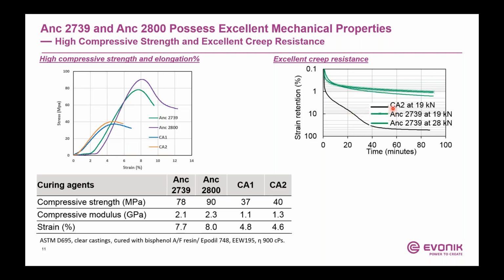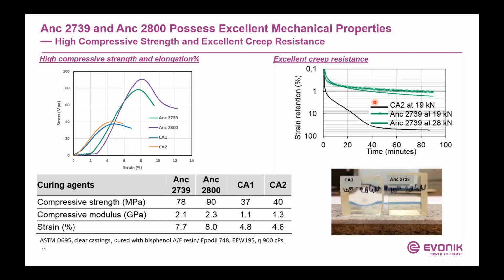If you look at the CA2 material, the material does deform over time upon load of 19 kilonewtons. Whilst with 2739, you see a very slight deformation, even at 19 kilonewtons, and even at higher force, you do see a much slower, less deformation versus standard curing agent. And the picture below shows that the CA2 material after the test shows the deformation, while the 2739 sample looks the same way as it did before the test was done.